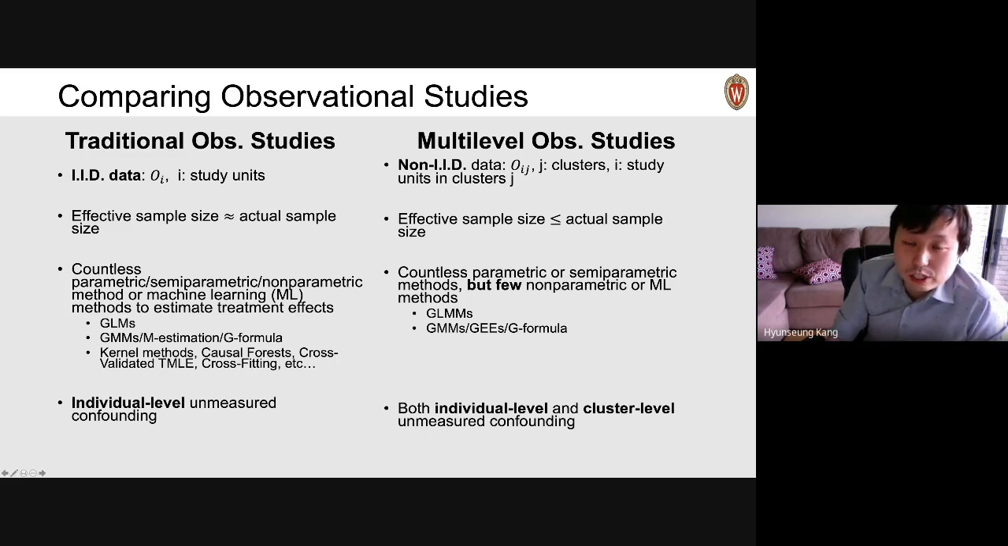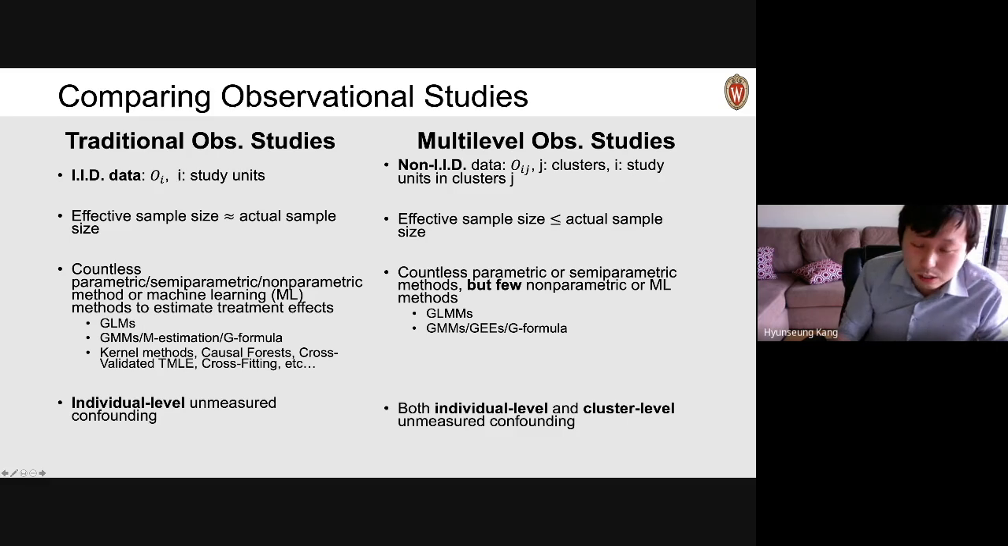Nevertheless, given these challenges, there have been countless parametric and semi-parametric methods developed since the 1970s, 80s, and onwards. But there are few non-parametric methods or even machine learning methods to deal with non-i.i.d. data. The most famous parametric method is the generalized linear mixed effects model. This is taught typically in an intermediate regression course. And then if you go in the econ world, you usually see the GMMs and the generalized estimating equations by Scott Zeger and co-authors, and various developments there, and the G formula from Jamie.